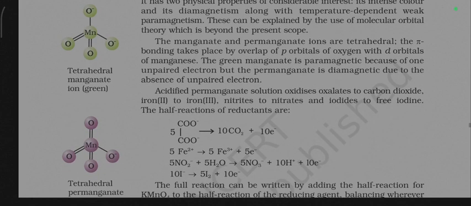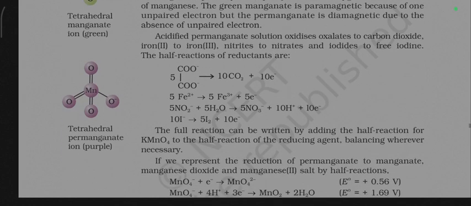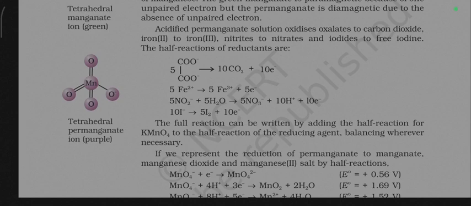The manganate and permanganate ions are tetrahedral. The pi bonding takes place by overlap of p orbitals of oxygen with d orbitals of manganese. The green manganate is paramagnetic because of one unpaired electron, but the permanganate is diamagnetic due to the absence of unpaired electrons. Acidified permanganate solution oxidizes oxalates to carbon dioxide, iron(II) to iron(III), nitrites to nitrates, and iodides to free iodine.